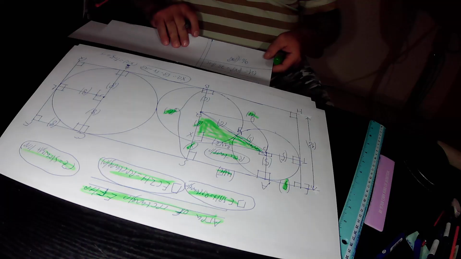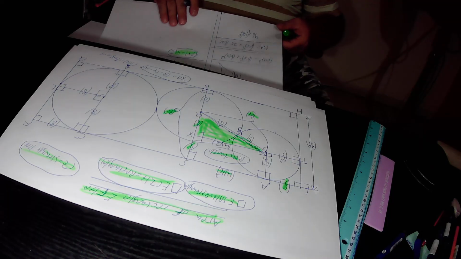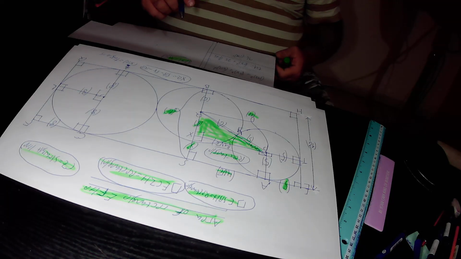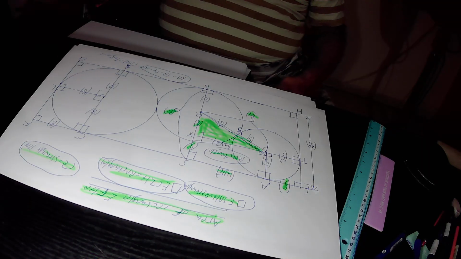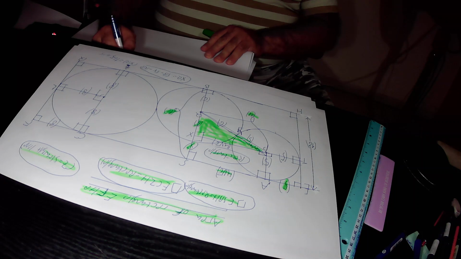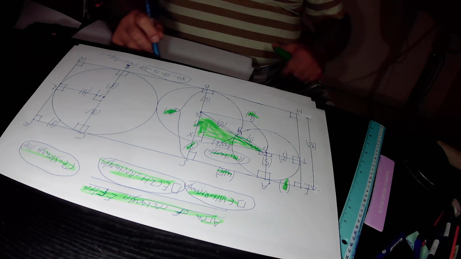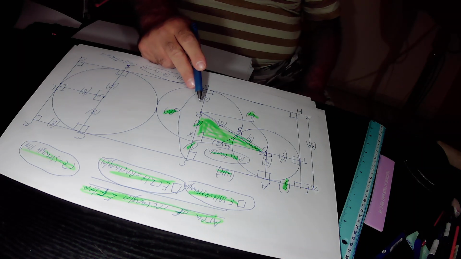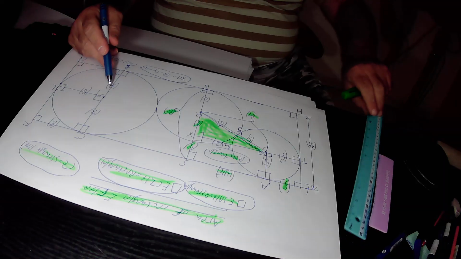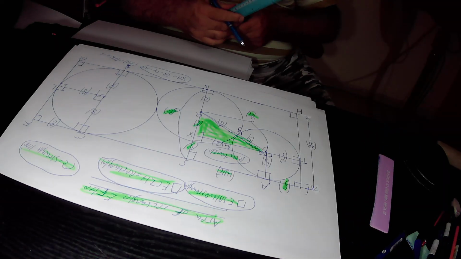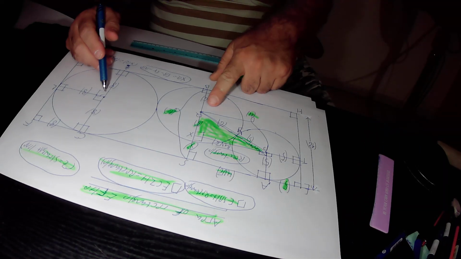In the next step, we'll join points Q and S together by a straight line. Point Q is the center of this medium circle. Point S is the center of this big circle. So actually QS is the distance between their centers.